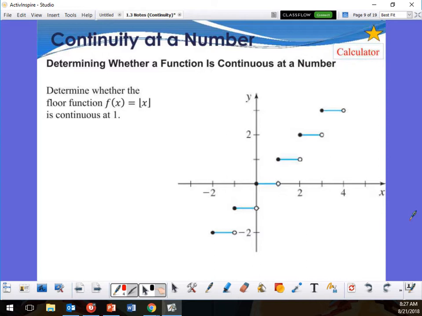So it's not including 2 because 2 is up here. It goes all the way to 2. There's your open and there's your closed. It's going all the way to 2 but not including 2 here. 2 is included up here on this next one.